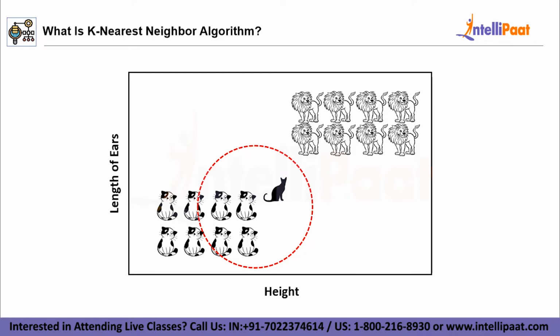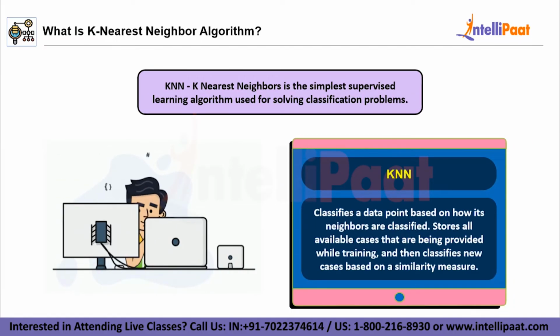Now, let me formalize the KNN in more technical terms. KNN or K nearest neighbors algorithm is one of the simplest supervised machine learning algorithms mostly used for classification. So, if we want to know if the given animal is a dog or not, if it is a cat or not, then KNN is one of the feasible solutions. It basically classifies a data point based on how its neighbors are classified. It stores all available cases that are provided while training and then classifies new data based on a similarity measure. Similarity measure is the important feature of this whole KNN thing.